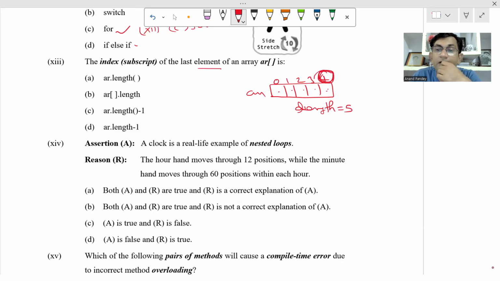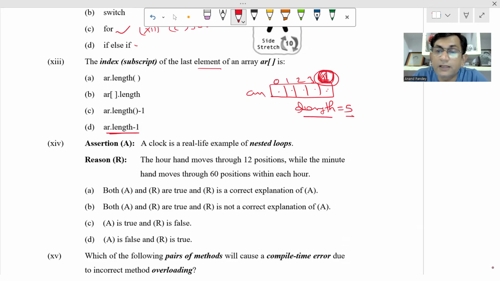The last element's index or subscript has to be given. So what is the last index of the last element? It is 4. If the length is 5, the last index is what? 4. So the answer will be AR dot length minus 1. This one, just check carefully.